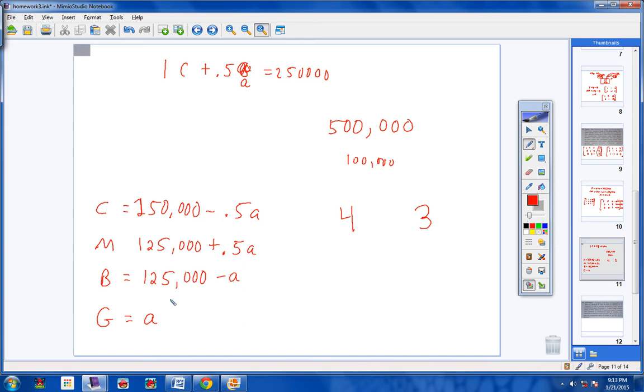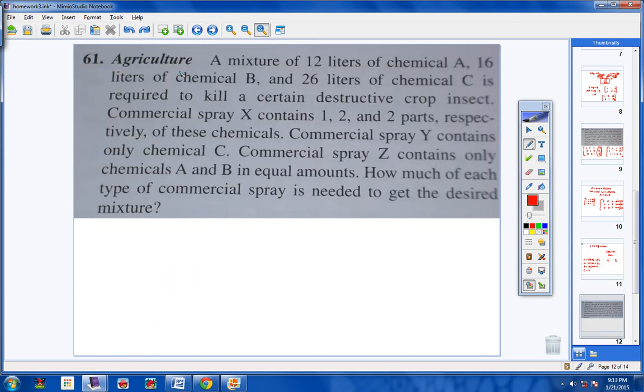All right, moving on. I think the back of the book used S instead of A, which is their business. I just chose A. No big deal. All right, number 61. This is a really tough problem, so please pay attention.